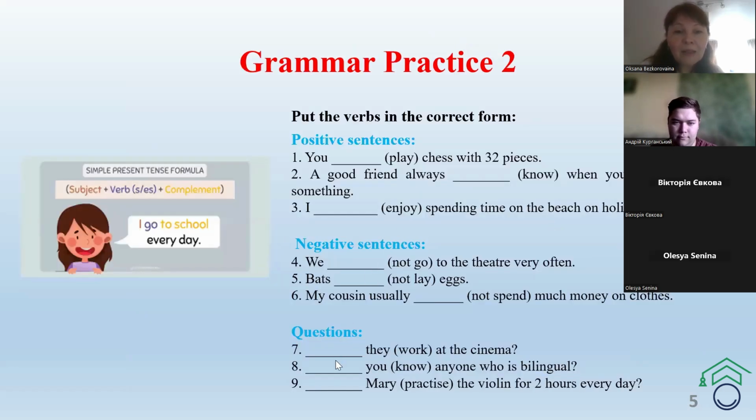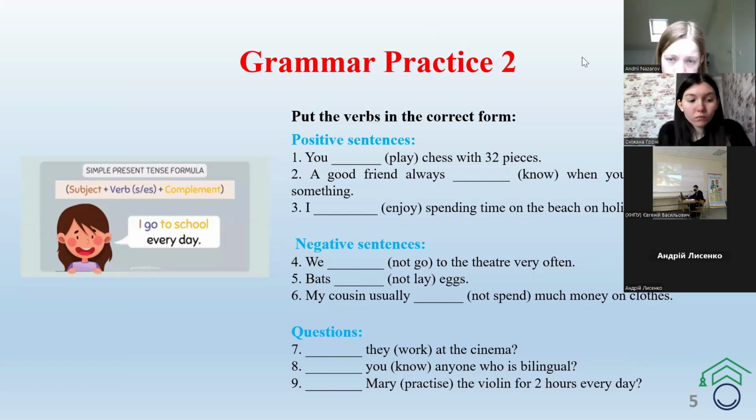Let's put the verbs in the correct form of the present simple. Snežana, can I ask you to do that? Yes, okay. You play chess with 32 pieces. Ти граєш в шахи з 32 фігурами, так? You play chess, you means not personally you, Snežana, but any person. It's like an instruction. You play chess, you're right.